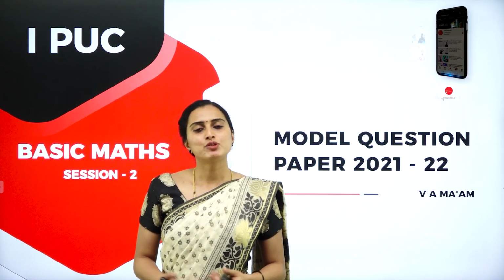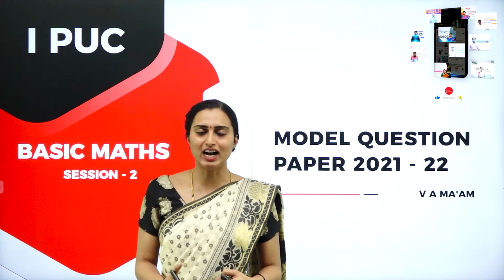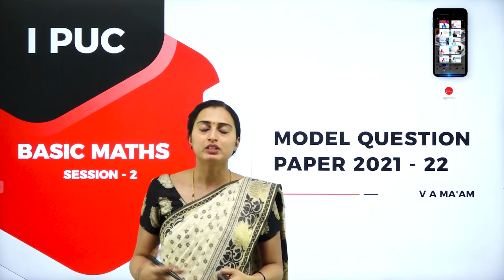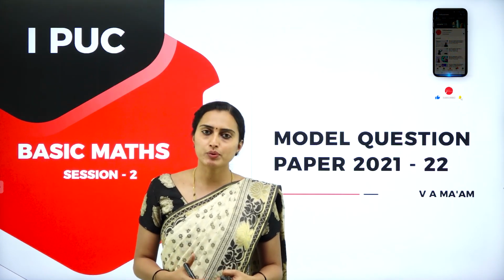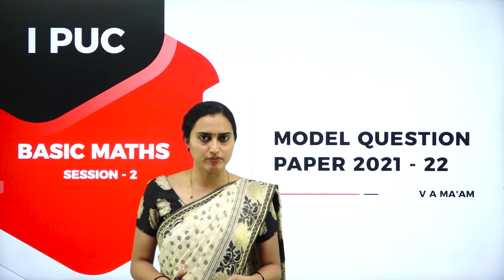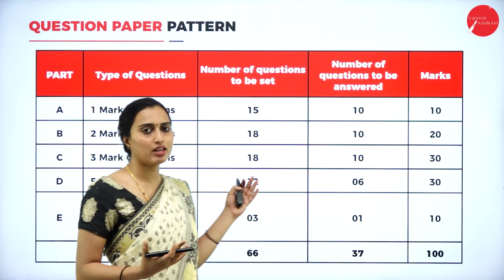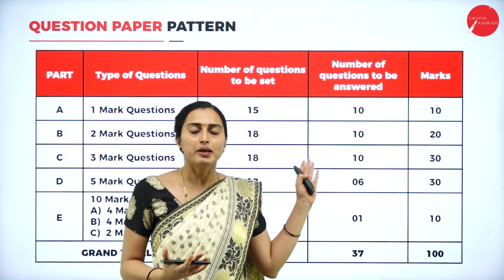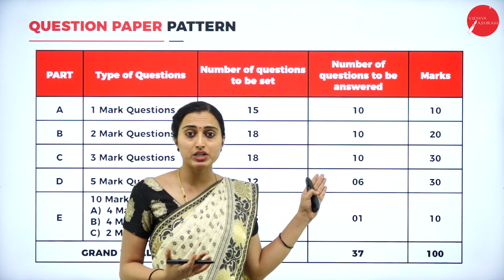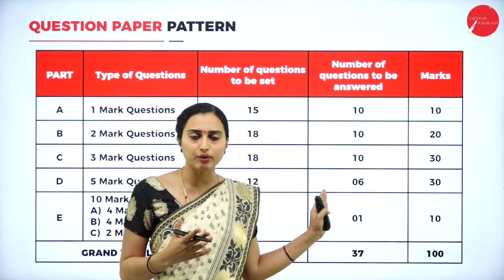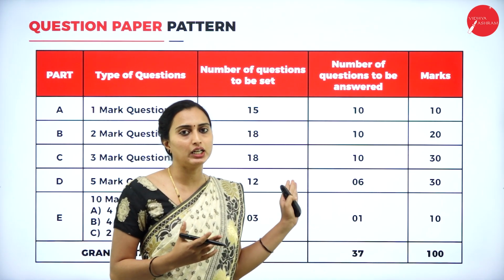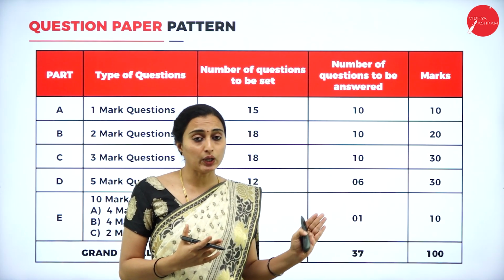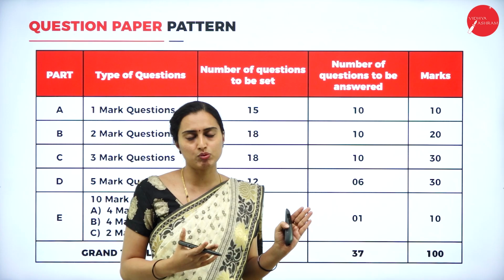So dears, I am solving here part B from your question paper. Last session we solved part A of the model question paper, and here, in session number 2, I am going to solve model question paper part B. Here are the number of questions they are going to ask. Part A will be 15 questions, of which you have to answer 10. Part B will be 18 questions, which are 2 markers, of which you have to answer any 10. Part C will be 18 questions, of which you have to answer any 10. Part D will be 12 questions, of which you have to answer any 6, which is a 5 marker.